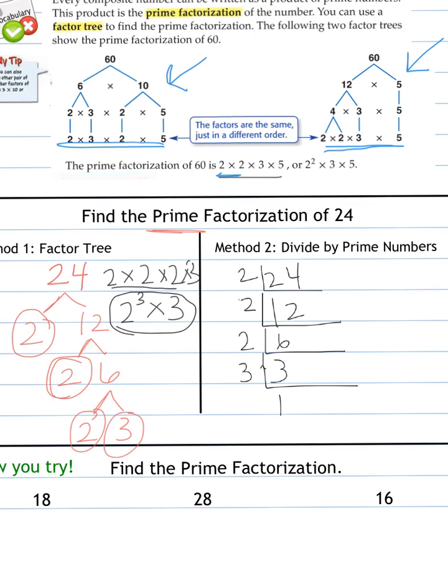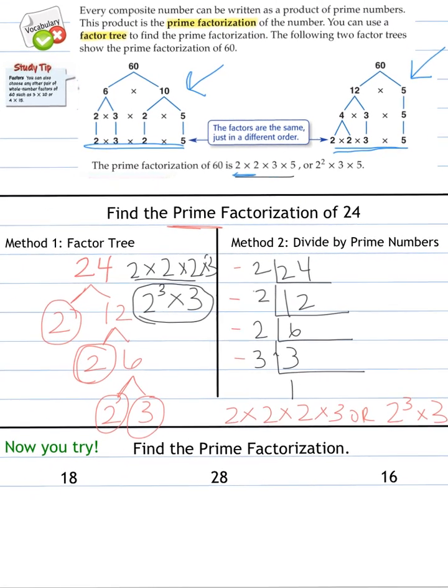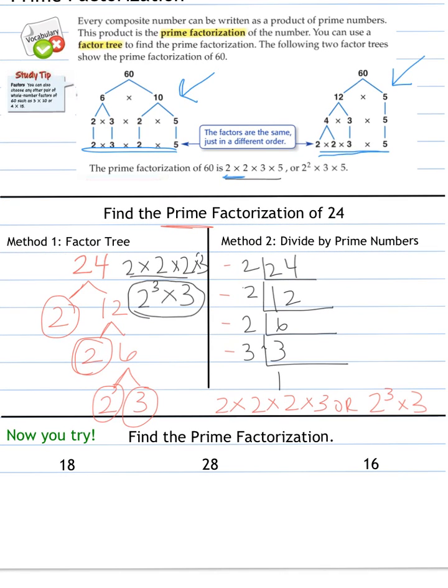And now if you look at these numbers here, those are going to be all of our prime numbers for our prime factorization. So again, we can write it out 2 times 2 times 2 times 3, or 2 to the power of 3 times 3. So whichever method you would like to do, notice either way, you will get the same answer, okay?